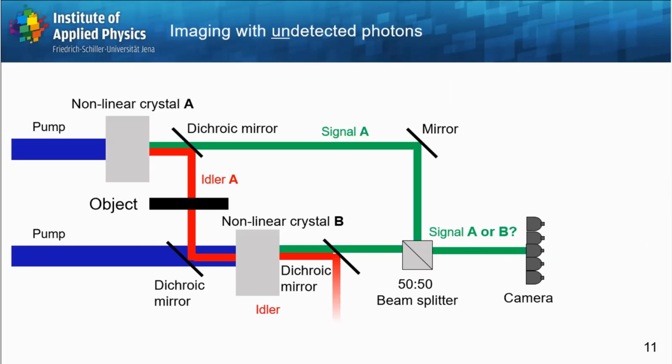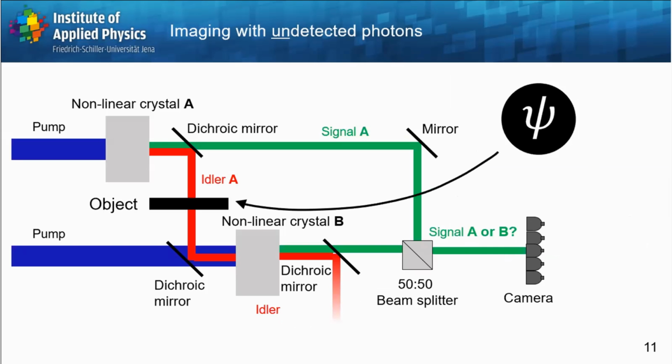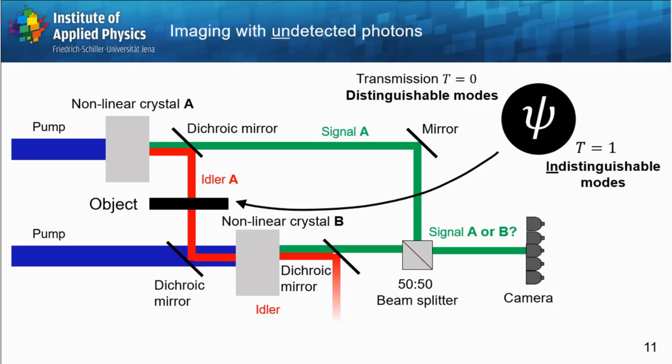So let's put all the things that I told you before together. Now I'm going to put an object that has a transmission equal to 1 in the white part, and 0 transmission in the black part. As I told you, with transmission 1, completely transmissive, the modes are going to overlap the idler mode, so I have indistinguishable modes. But in the black part, where the transmission is 0, it's like blocking the idler, and I have, again, distinguishable modes. So this interplay between these two is going to be everything for imaging here.